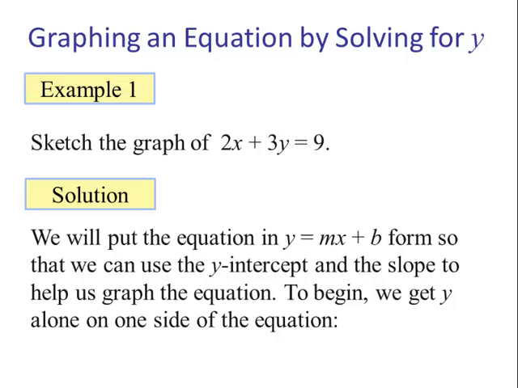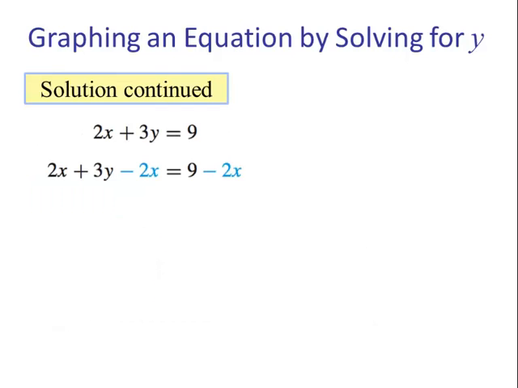To begin, we need to isolate the y, which means we want to get the y all by itself on one side of the equation. So our first step: the y is on the left hand side of the equation. We want to eliminate 2x. So if we subtract 2x from both sides of the equation, this 2x and this 2x cancel, and we are left with 3y equals negative 2x plus 9.